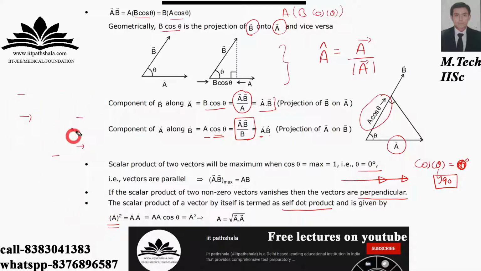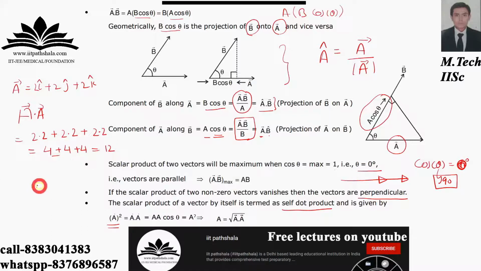So let us say that you are having a vector A as 2i cap, 2j cap, 2k cap. Now A dot A will give you 2 multiplied by 2 plus 2 multiplied by 2 plus 2 multiplied by 2 itself, which gives you 4 plus 4 plus 4, which gives you 12. So A dot A is coming out to be 12 itself.